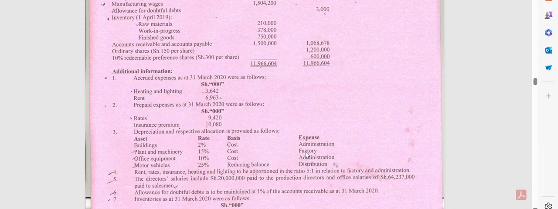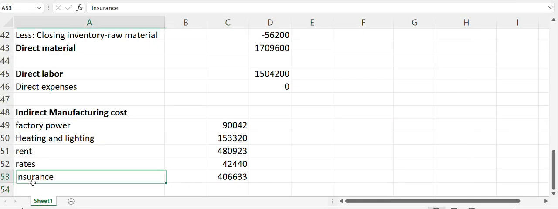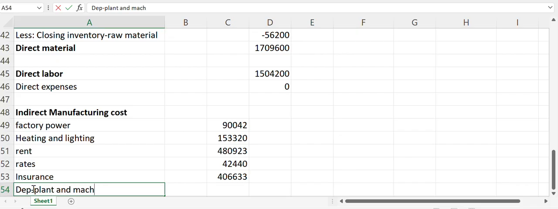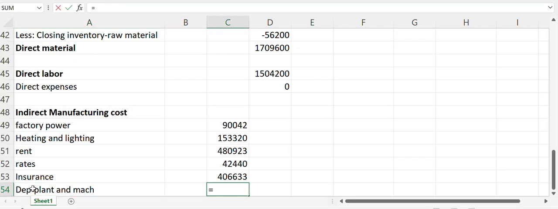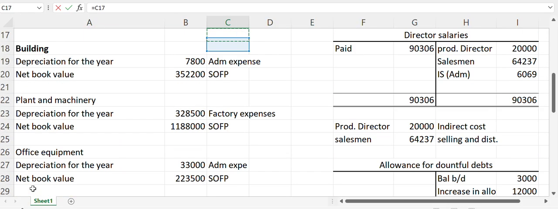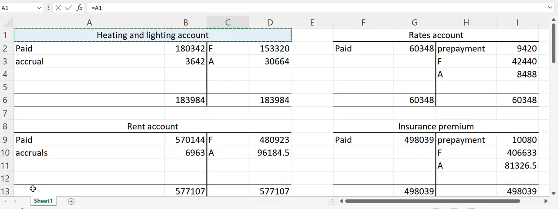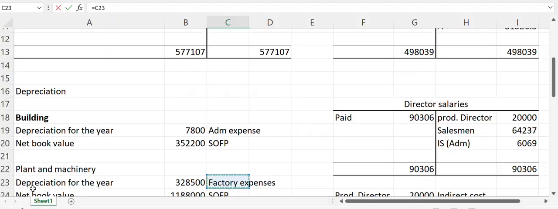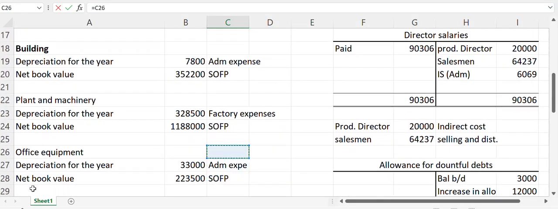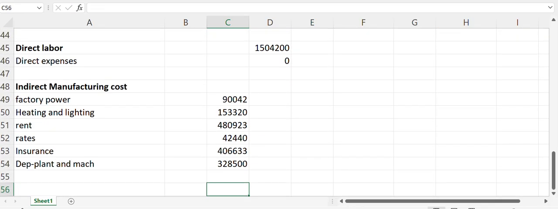Then remember there was also this one, factory, that is plant and machinery depreciation. So depreciation, plant and machinery. So let us find the depreciation, plant and machinery. Here it is, yes. Put it there.